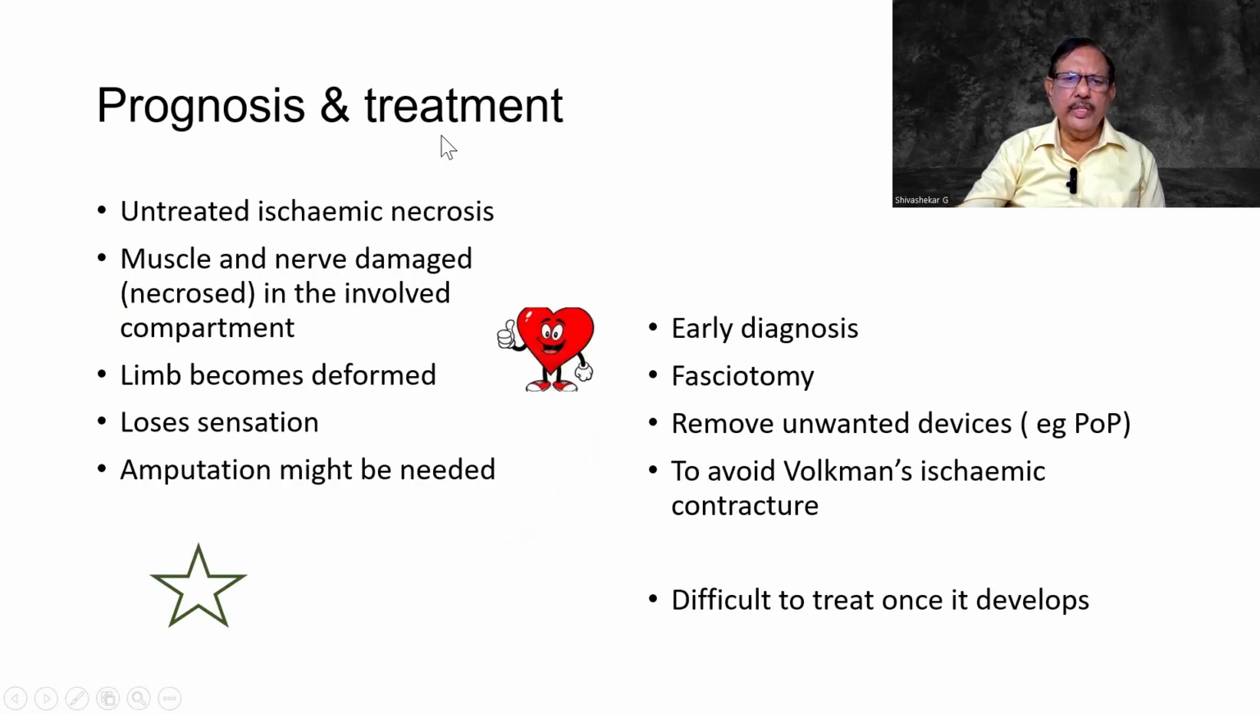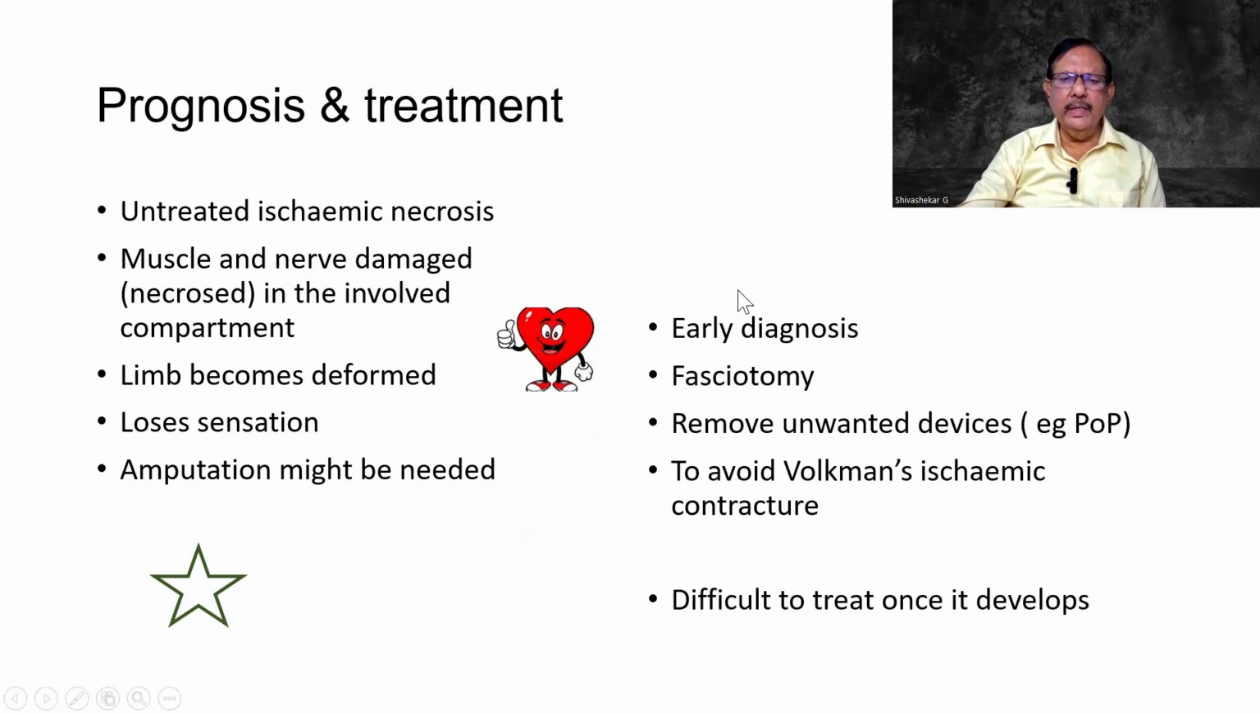And what is the prognosis and treatment? So, untreated ischemia will lead to necrosis. The muscle and the nerves are damaged in the involved compartment. The limb becomes deformed, as we had seen in the picture. There is a loss of sensation, and amputation might be needed. Otherwise, gangrene will be there.